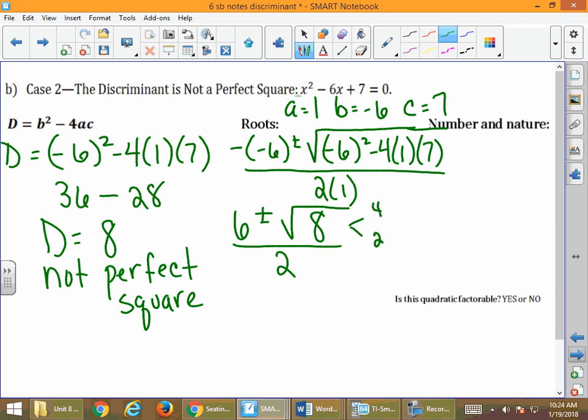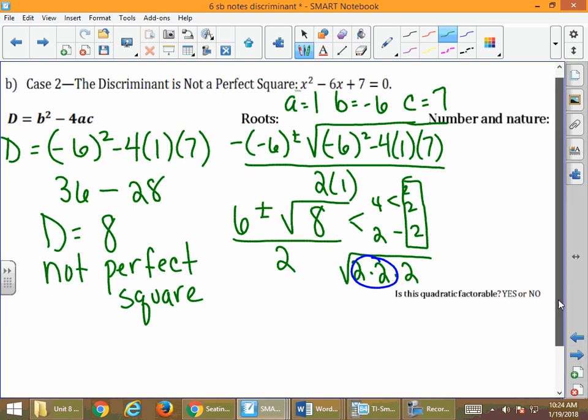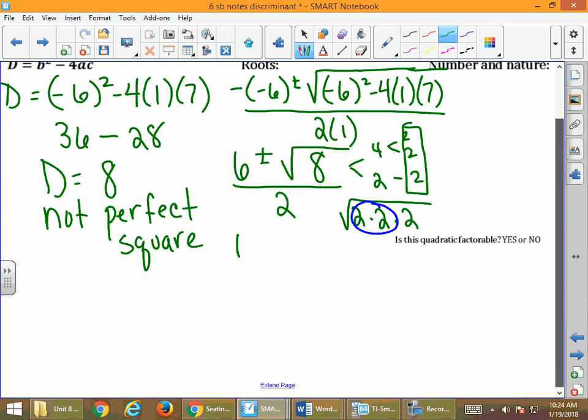And 8 is 4 times 2, which ultimately gives us, 8 is 2 times 2 times 2. And maybe you want to write it like this. 2 times 2 times 2. And what we need is 2 of the same value to take out 1. That means when we simplify a little bit more here, we get 6 plus or minus 2 radical 2, all divided by 2.